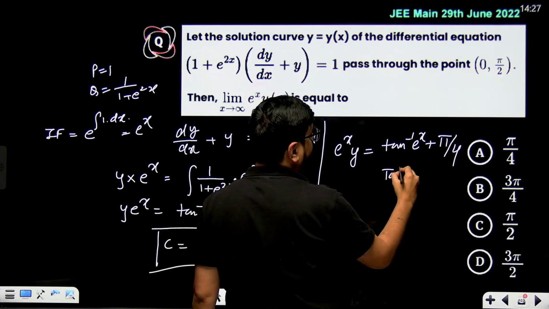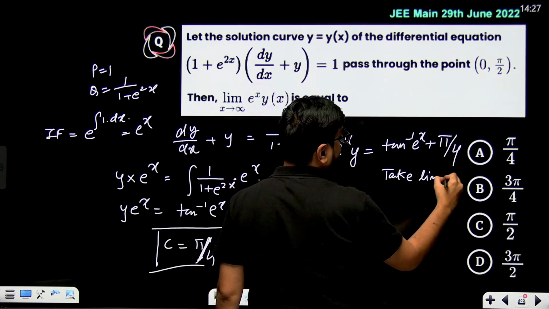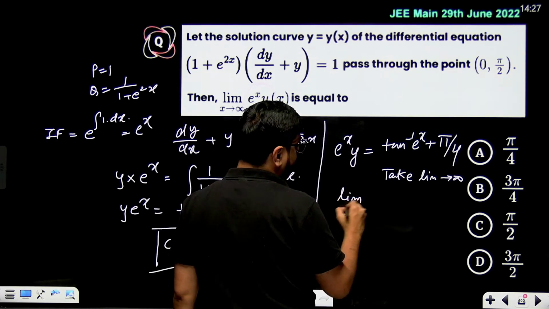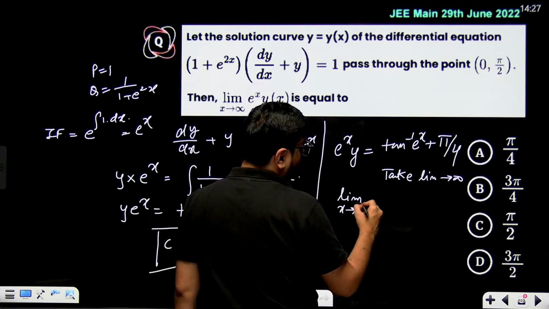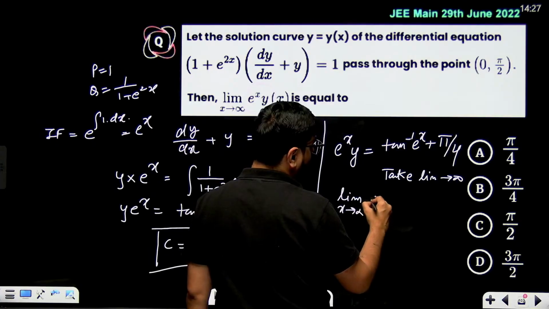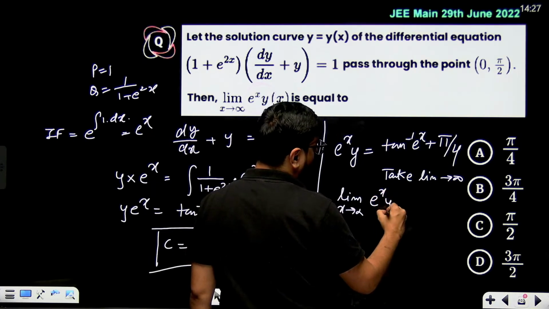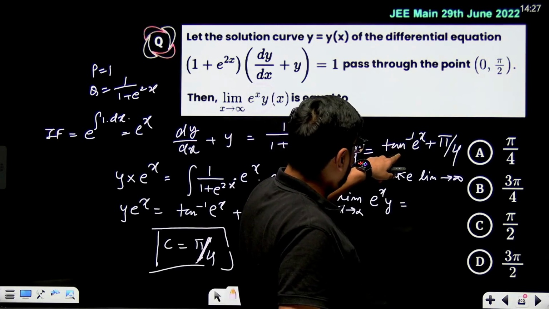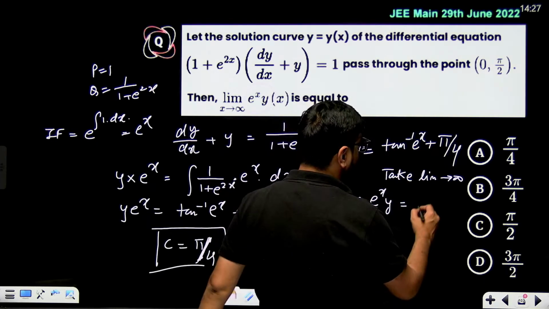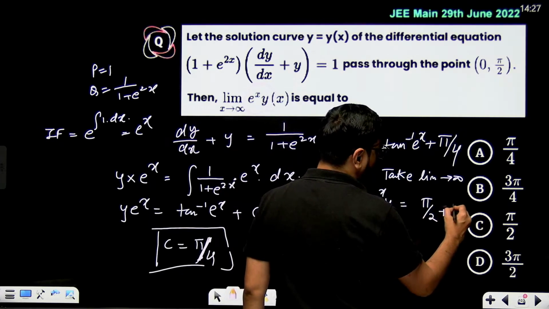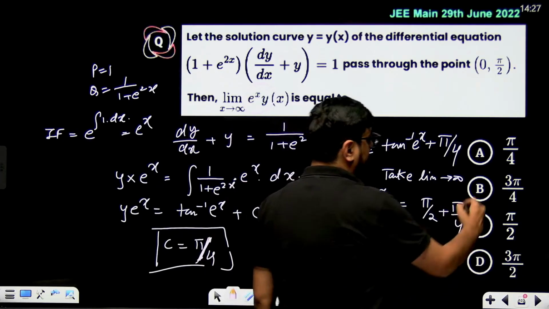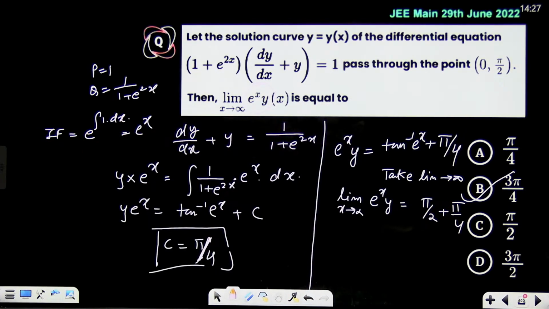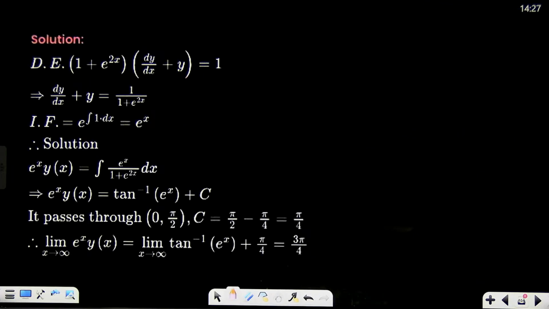Here only we can take limit tending to infinity. Right? So limit x tending to infinity at e to the power x y will become, infinity over here will give us pi by 2 and pi by 4. Pi by 2 plus pi by 4, that is 3 pi by 4. Direct answer we are getting. That will become 3 pi by 4. Okay.